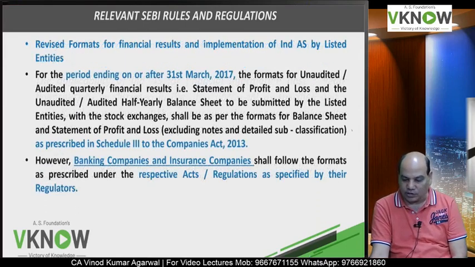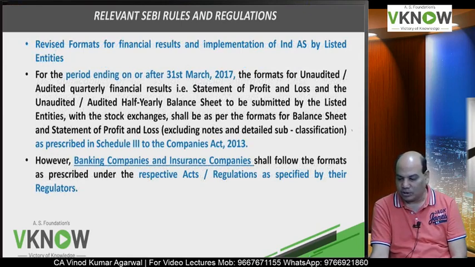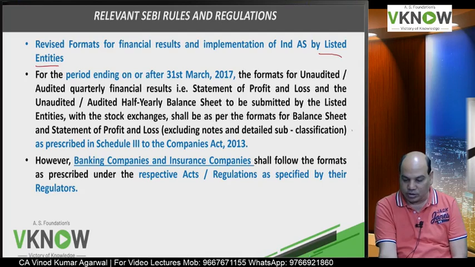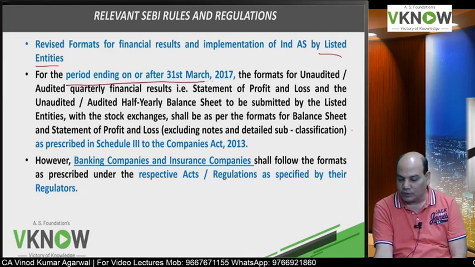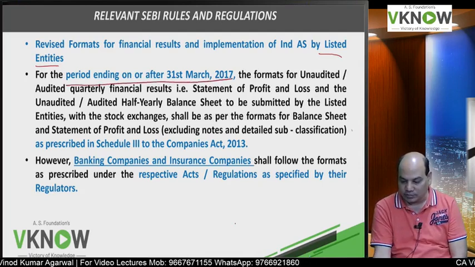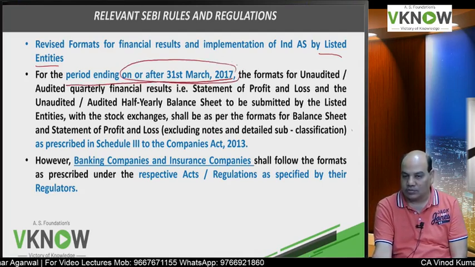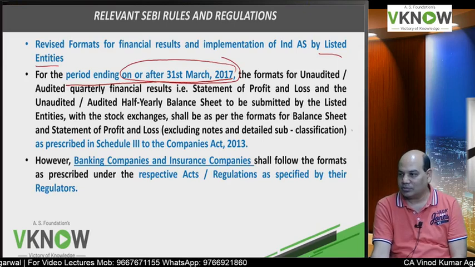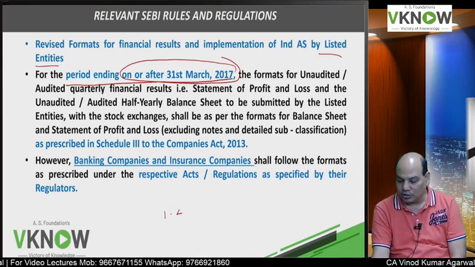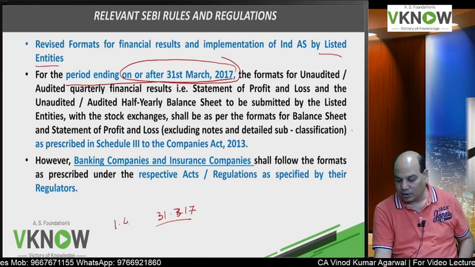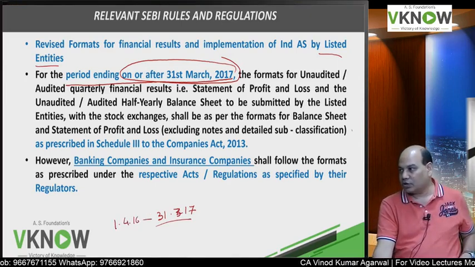Then next is revised format for financial results and implementation of Ind AS by listed entities. For the period ending on or after 31st March 17, that is your first Ind AS year ending date. Do you remember? First Ind AS year was ending on 31st March 17. Easy to remember the date because Ind AS became applicable from 1/4/16.